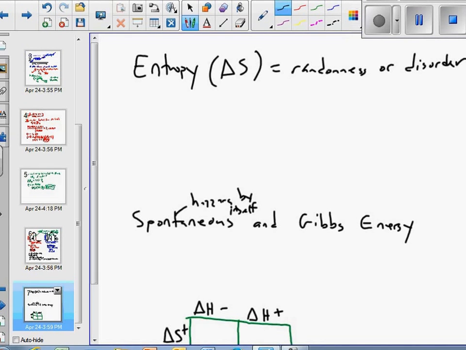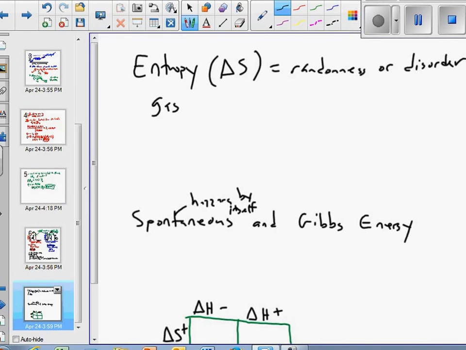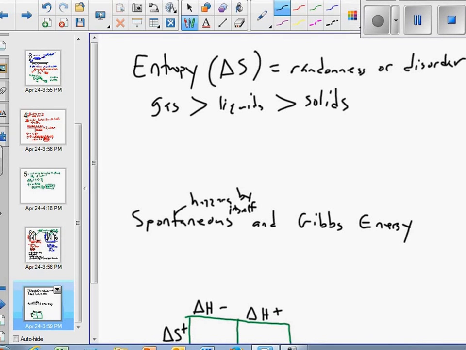The more different ways something can be, the higher the entropy. So gases have very high entropy. They can be all over the place. Liquids have a little less. And solids are stuck in place, so they don't have a whole lot of entropy at all.